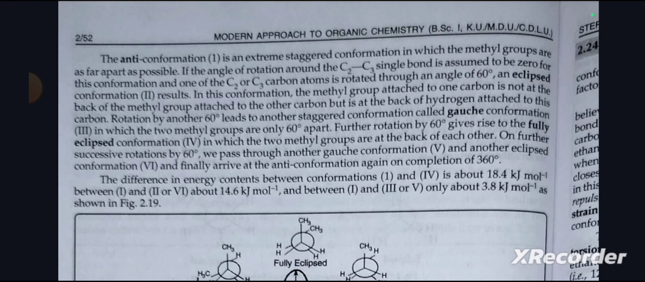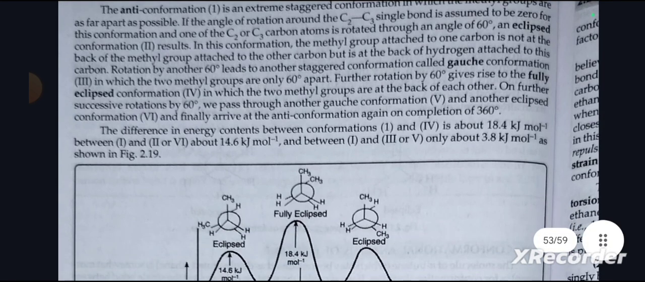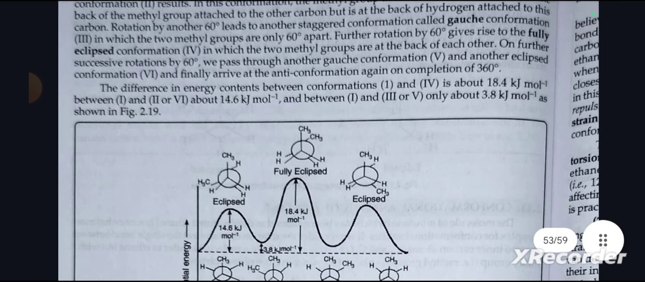In this conformation, the methyl group attached to one carbon is not at all at the back of the methyl group attached to the other carbon, but is at the back of a hydrogen attached to the carbon. Rotation by another 60 degrees leads to another staggered conformation called the gauche conformation, third, in which the two methyl groups are only 60 degrees apart. Further rotation by 60 degrees gives rise to a fully eclipsed conformation, fourth, in which the two methyl groups are at the back of each other.